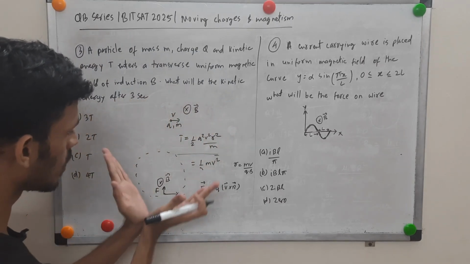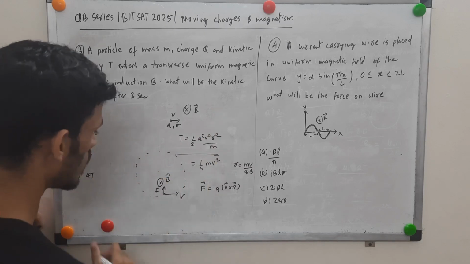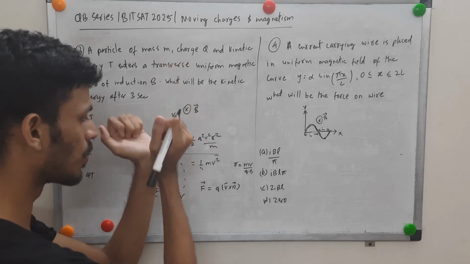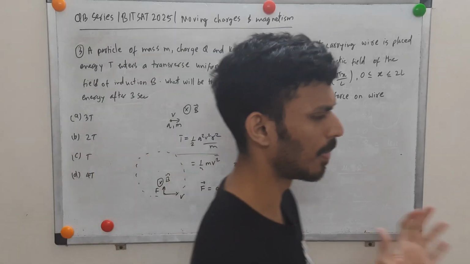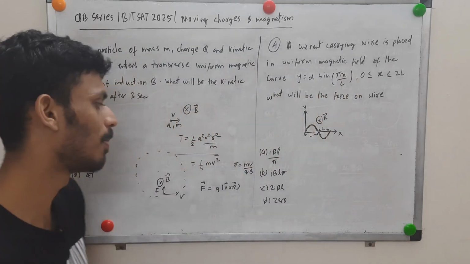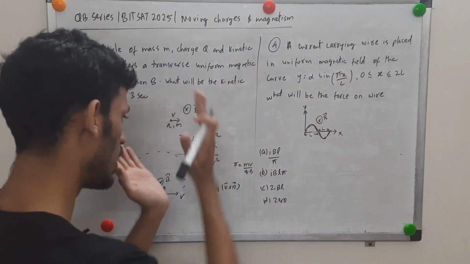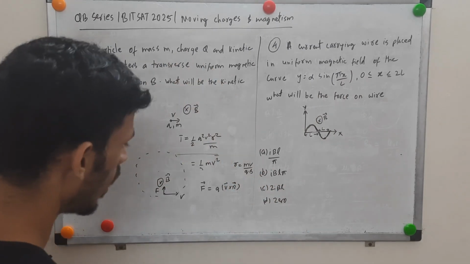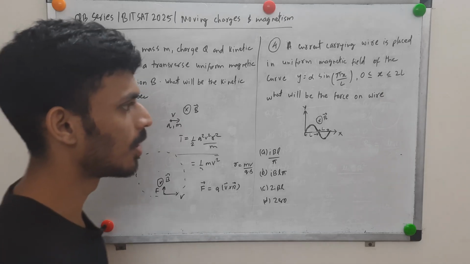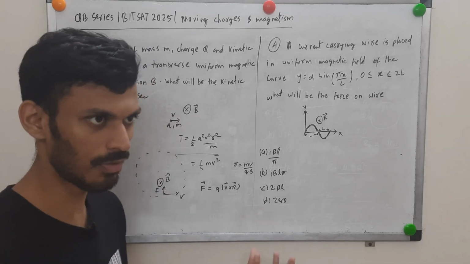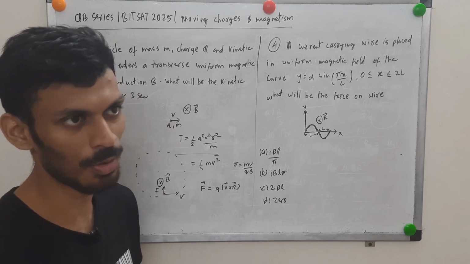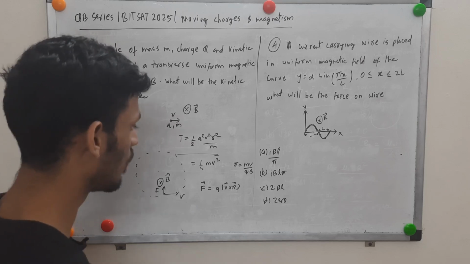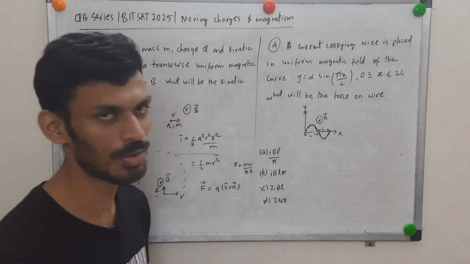If you see, the force is always towards the center of this circle and it is always perpendicular to the velocity. So force and displacement are perpendicular. Displacement is along the tangent and force is along the center, so always perpendicular. So work done is F d cos theta, where F and d are perpendicular, so cos 90 is 0. So work done by the magnetic field on this charge is 0.